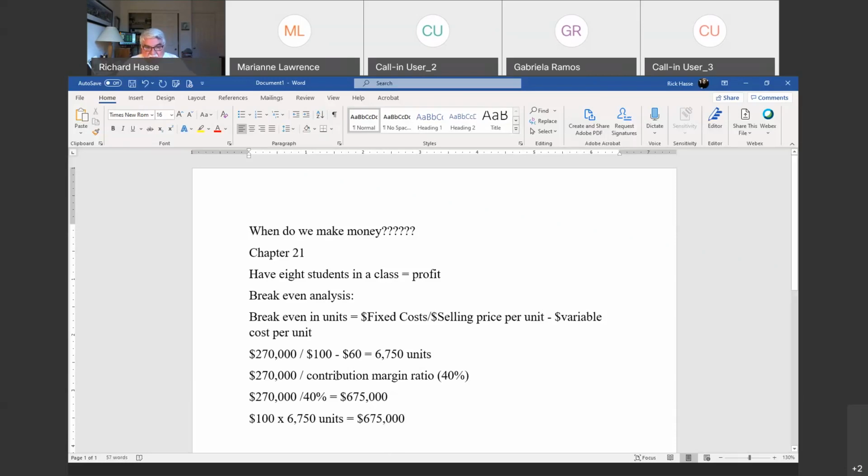And that can be calculated by taking the relationship of selling price minus variable cost. That's 40 bucks. That's called my contribution margin. What percent is that $40 of my selling price? That is 40%. Take the 40% into my fixed costs. I convert break-even point in units to break-even point in dollars. And there you go. It's that easy.